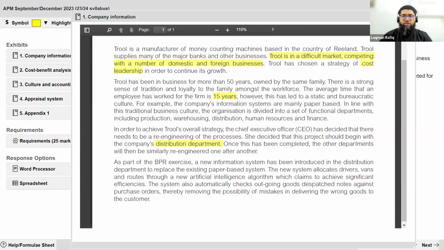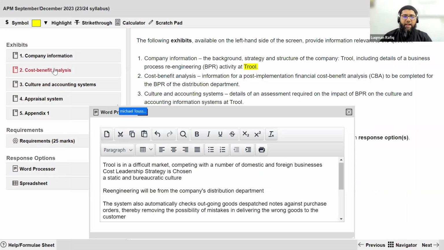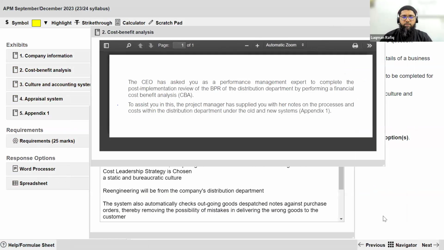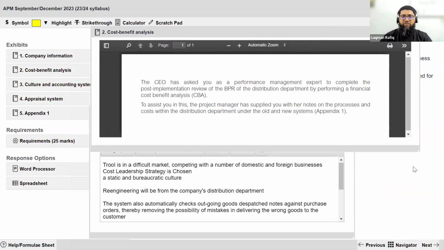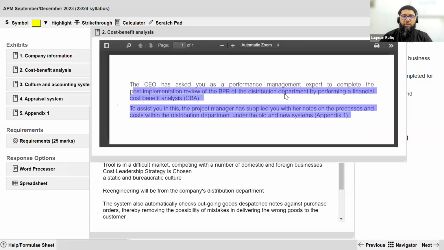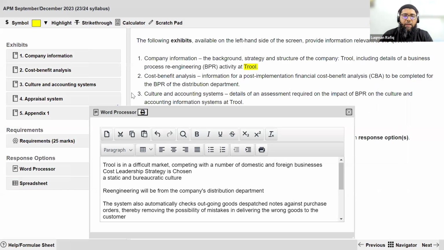Okay, so this is what we have. Now I'll move a bit forward and talk about the cost benefit analysis that we are required to do. It says the CEO has asked you, as a performance management expert, to complete the post implementation review of the BPR of the distribution department by performing a financial cost benefit analysis. To assist you with this, the project manager has supplied you with her notes on the processes and costs within the distribution department under the old and new systems, using Appendix 1.